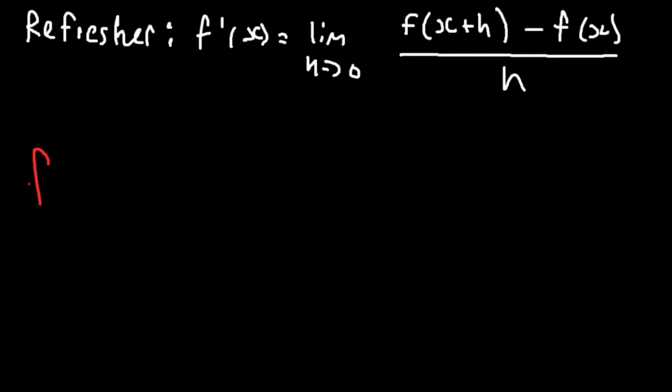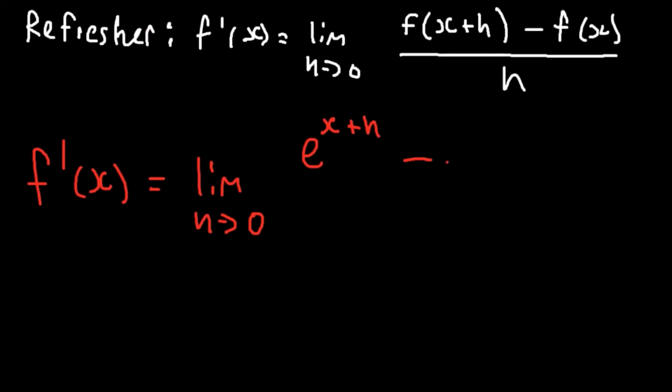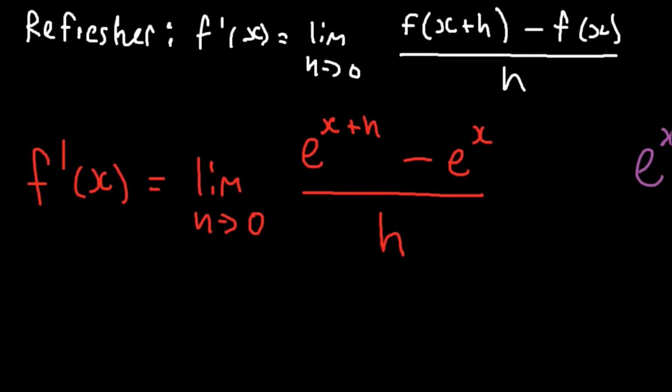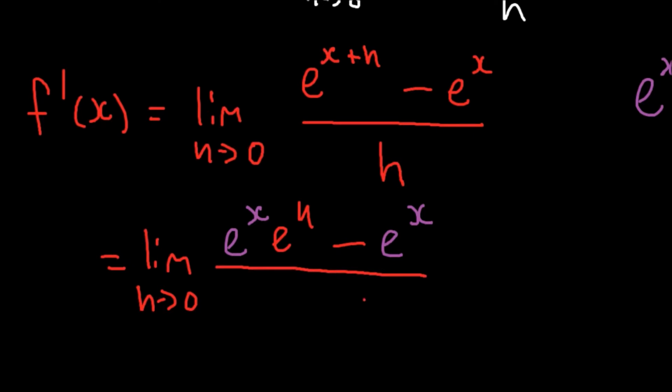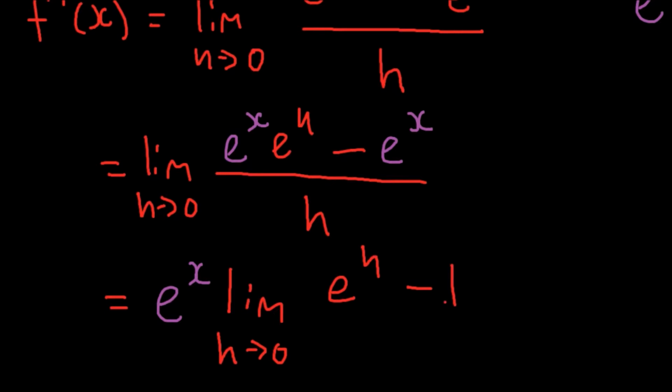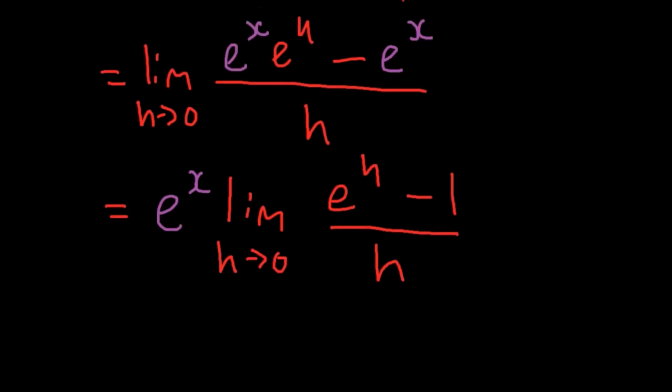Well, the best place to start is with the definition of the derivative and plugging in our function. After we plug it in, we have f'(x) equals the limit as h approaches 0 of e^(x+h) minus e^x, all divided by h. We can use an exponent rule to turn e^(x+h) into e^x times e^h, and then factor out the e^x term from both terms on top. This leaves us with our expression that f'(x) equals e^x times the limit as h approaches 0 of (e^h minus 1) divided by h.